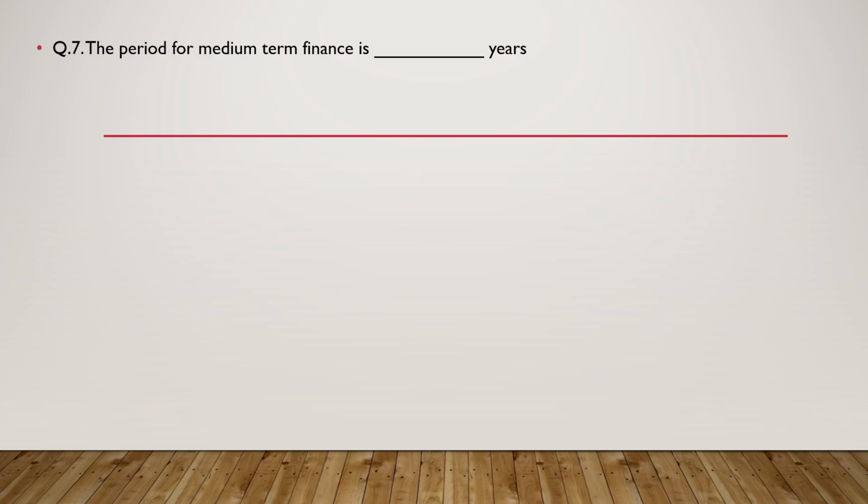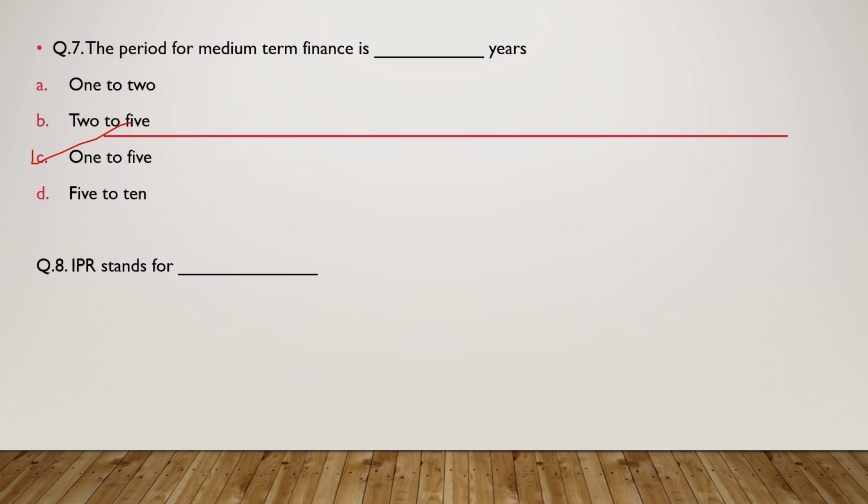The seventh is: the period for medium term finance is 1 to 2 years, 2 to 5 years, 1 to 5 years, or 5 to 10 years. So medium term, 1 to 5. This type of questions will be there.